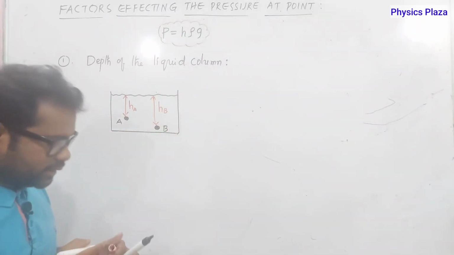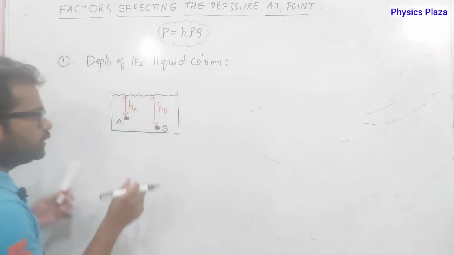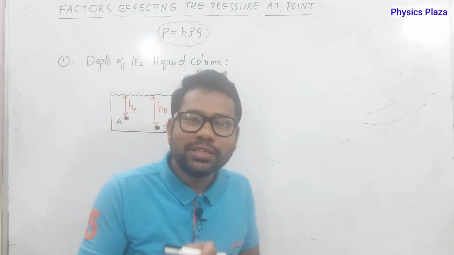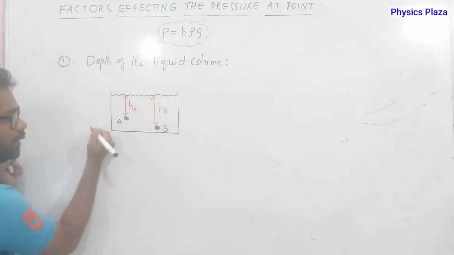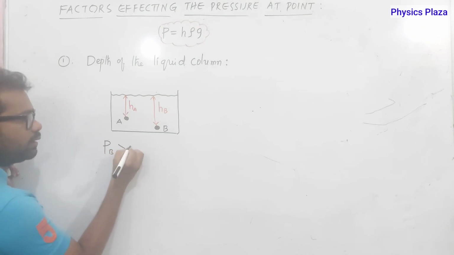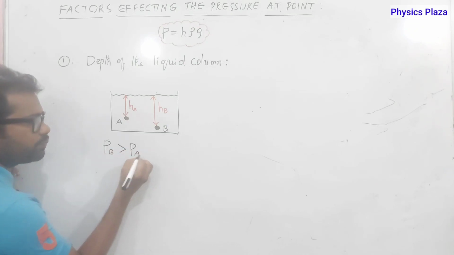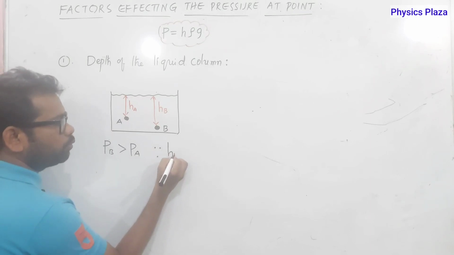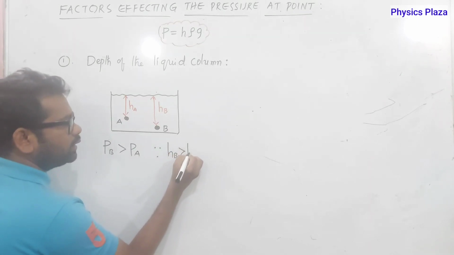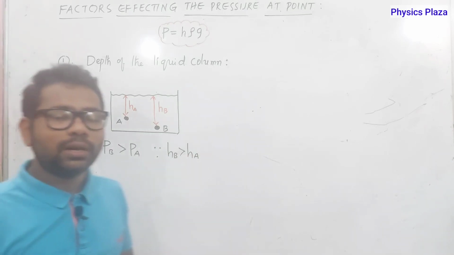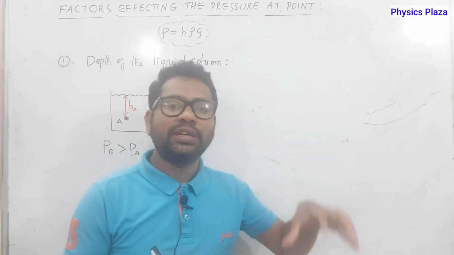Children, it is noticed very clearly. Let us say the pressure at a point A is PA, and the pressure at a point B is PB. It is experimentally noticed that the pressure at point B is greater than the pressure at point A, since the depth is more at point B than at point A. So we can conclude, children, that pressure increases with the depth.